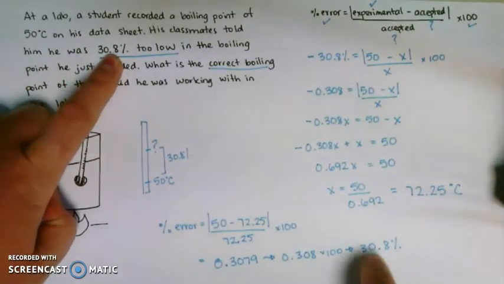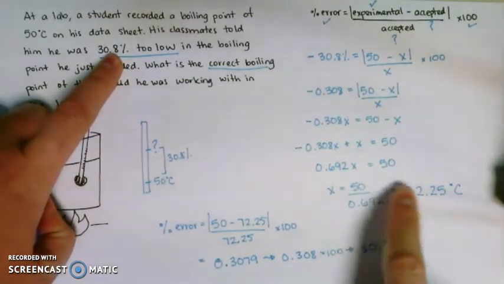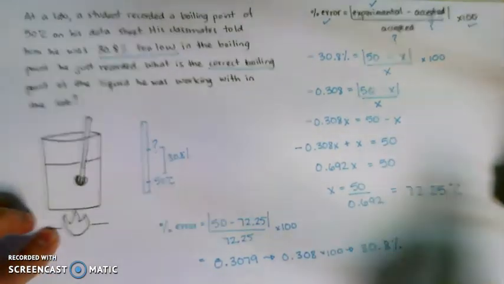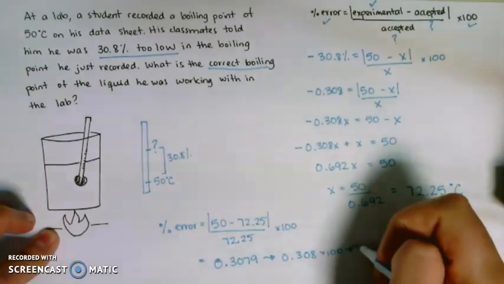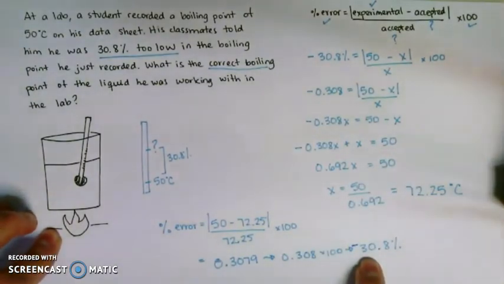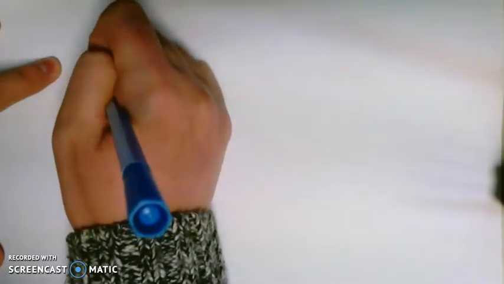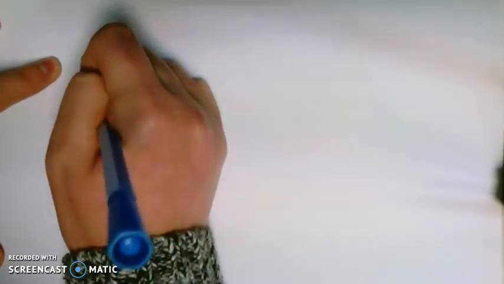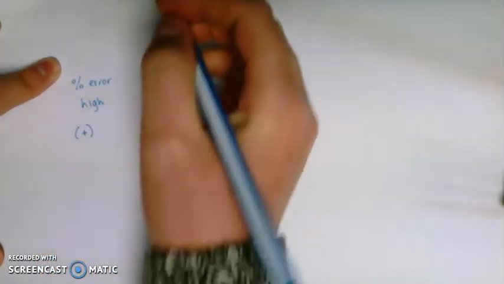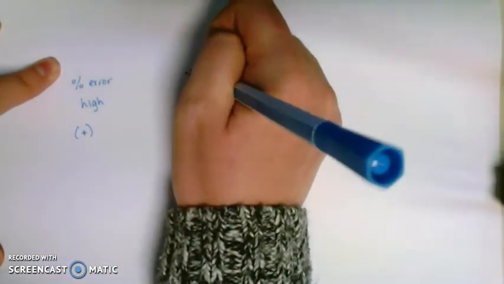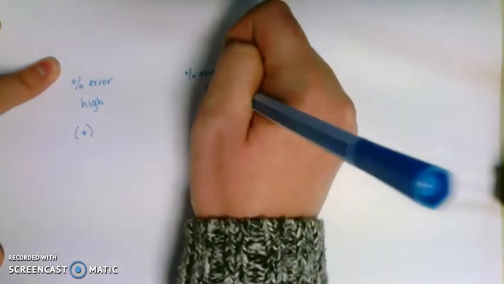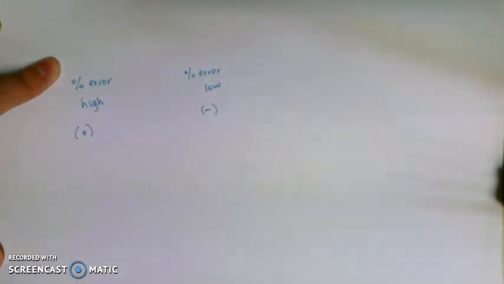Because we know our experimental value was lower than our accepted value, we need to write down a negative sign to our percent error, indicating that it is too low. So as a summary, if our percent error is too high, we are going to be using a positive sign, and if our percent error is too low, we are going to be using a negative sign to indicate that.